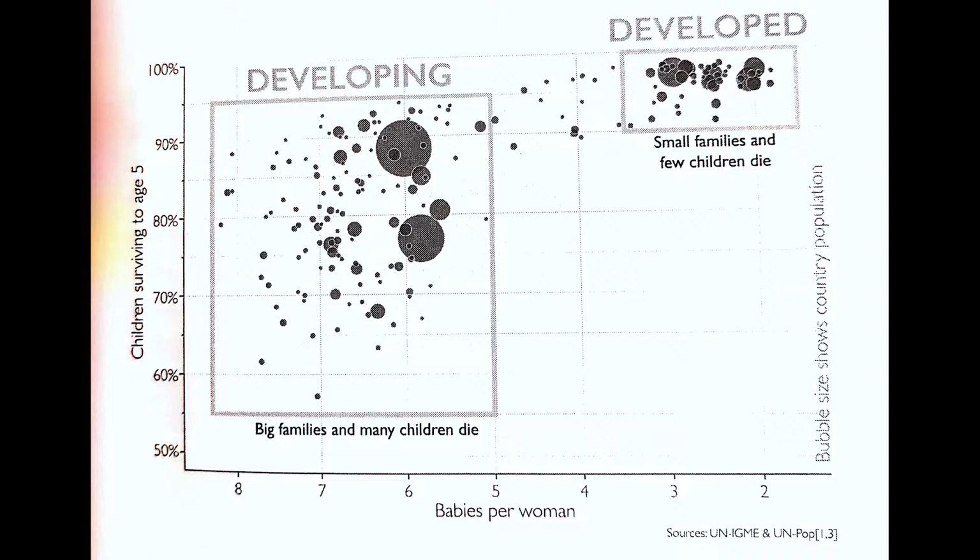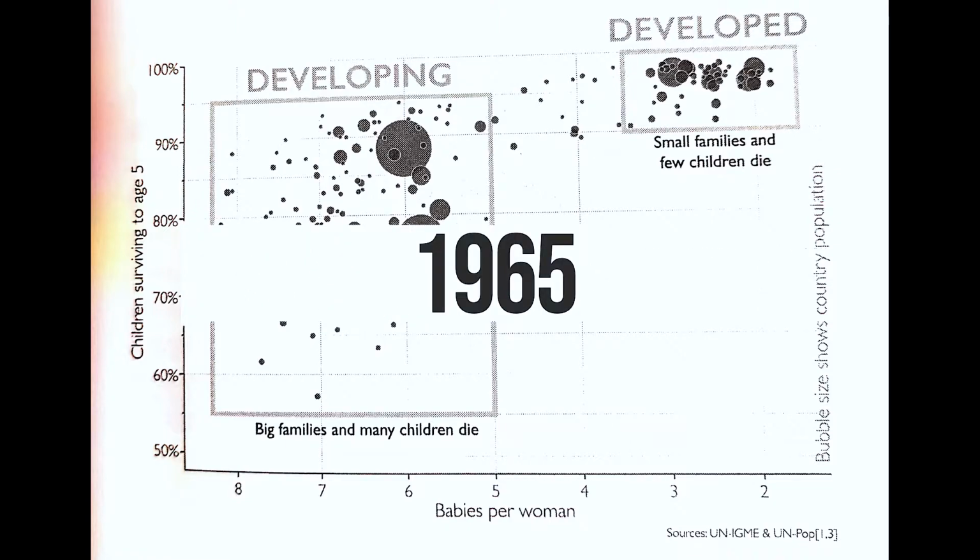Just so you know, each circle represents a country. The bigger the circle means the bigger the population. So we know that the two biggest circles are China and India because they are the two most populated countries in the world. But what they didn't know is that this graph was from 1965.